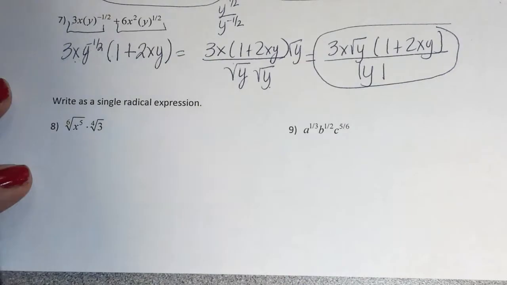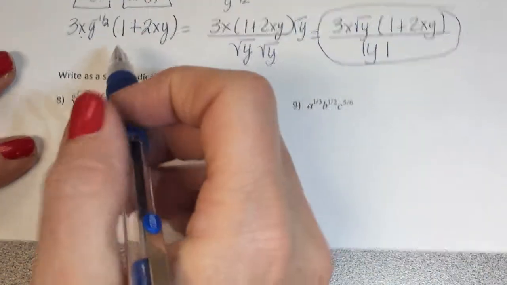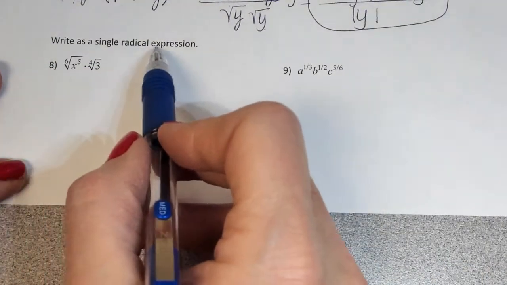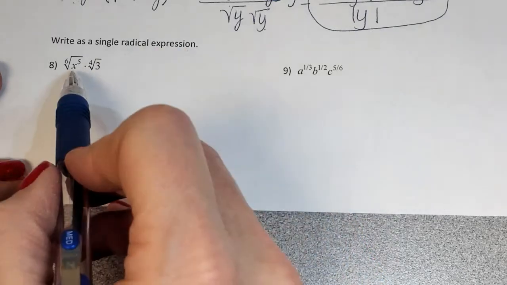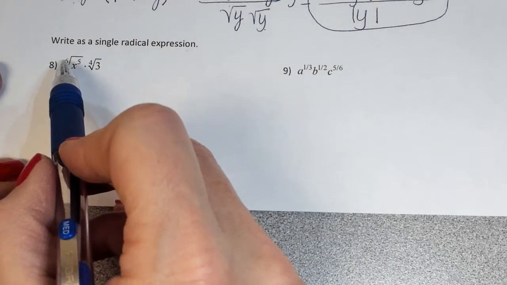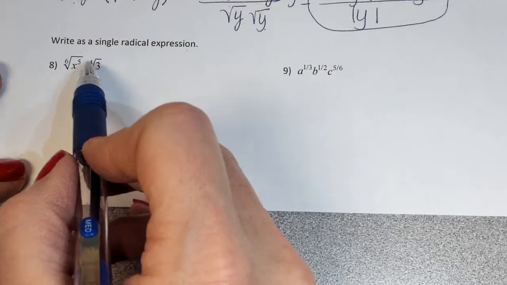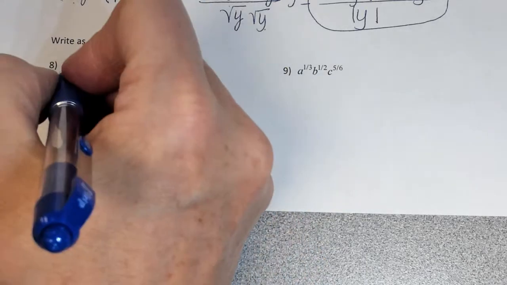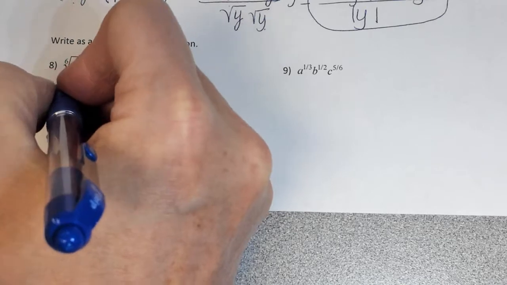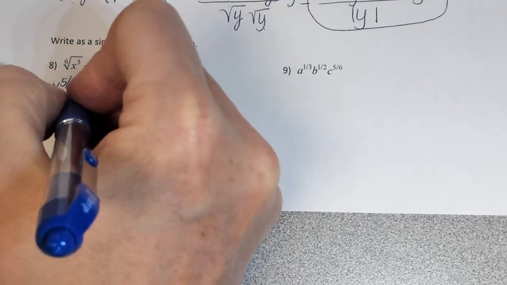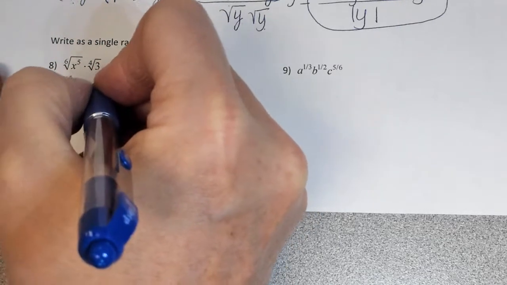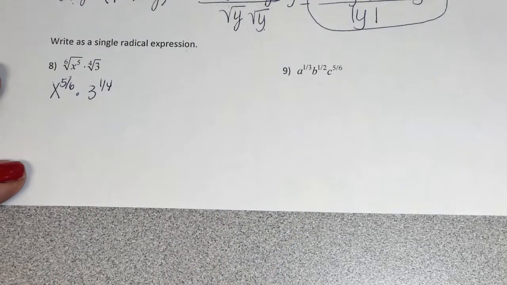All right, last thing, this is just review. We've done this quite a bit. Write this as a single radical expression. To have a single radical expression, we have to have the same roots. This is a 6th root, this is a 4th root. So I have to rewrite this in exponential form. This is x to the 5/6. This is 3 to the 1/4.